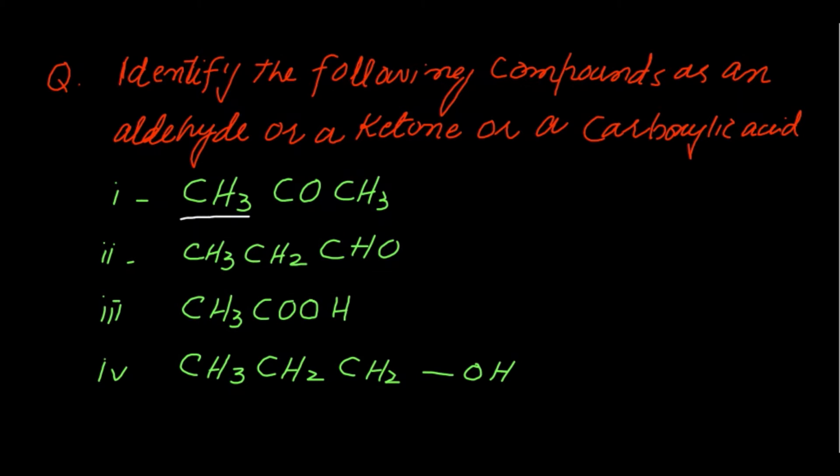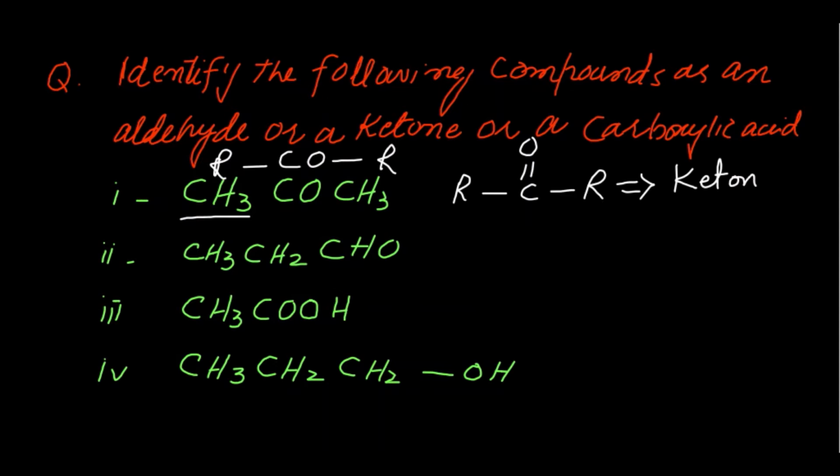Here we have an alkyl group, then CO, and then again an alkyl group. If we write this structure in proper form, it is R, C double bond O, R. CO is actually the carbonyl group. In the carbonyl group, there is a double bond between carbon and oxygen. Identify this functional group. If on either side of the carbonyl carbon we have an alkyl group, then this functional group is ketone.